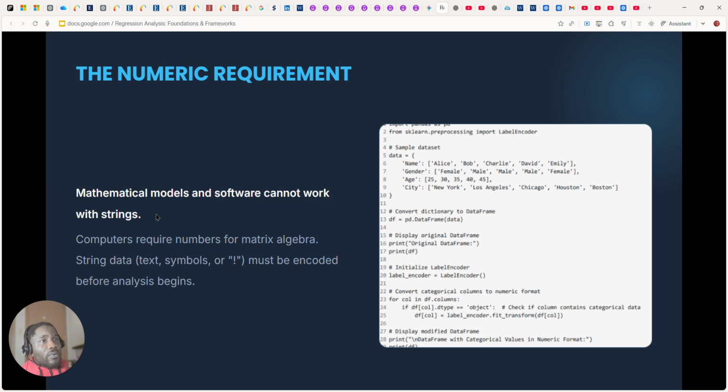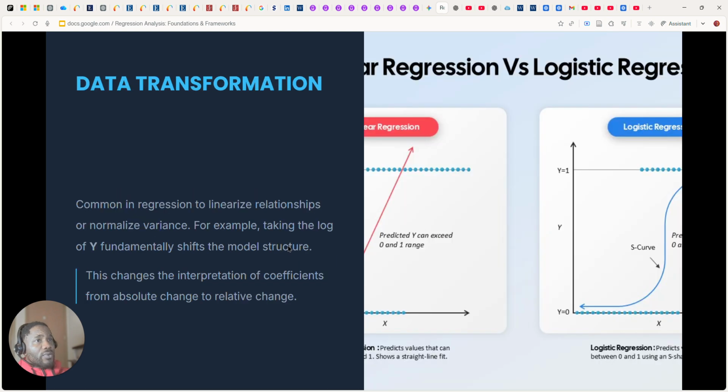This is because mathematical models and software cannot work with strings. Computers require numbers for matrix algebra. Alright, so it is common in regression to linearize relationships and to normalize variance. For example, taking the log of y fundamentally shifts the model. This changes the interpretation of the coefficients.